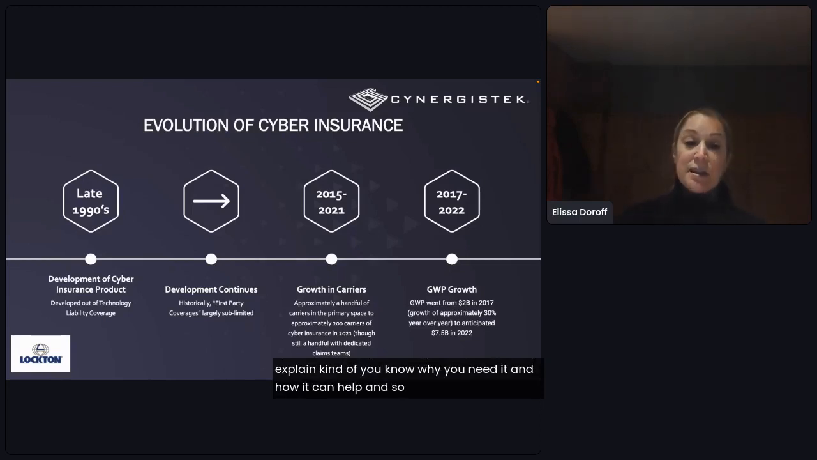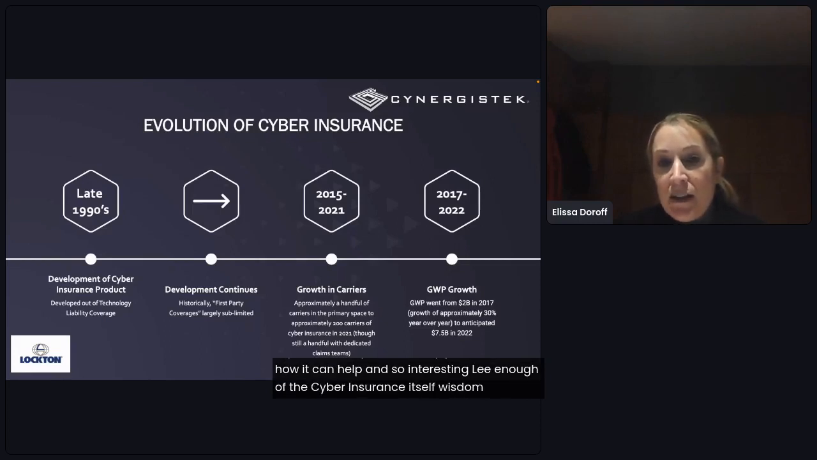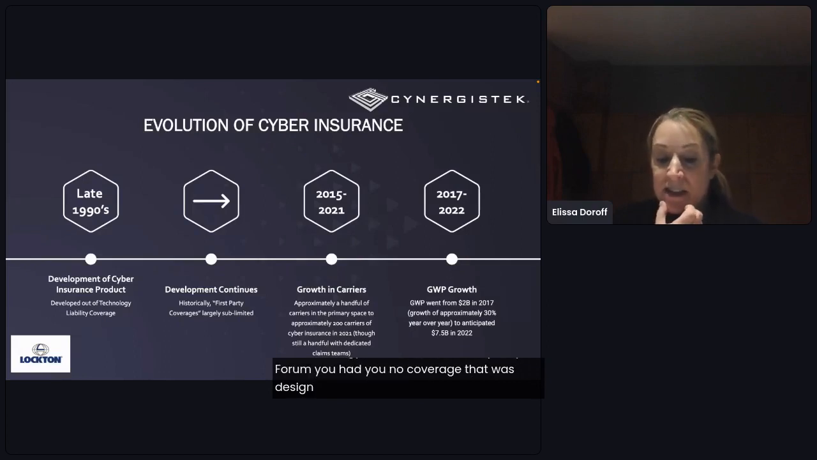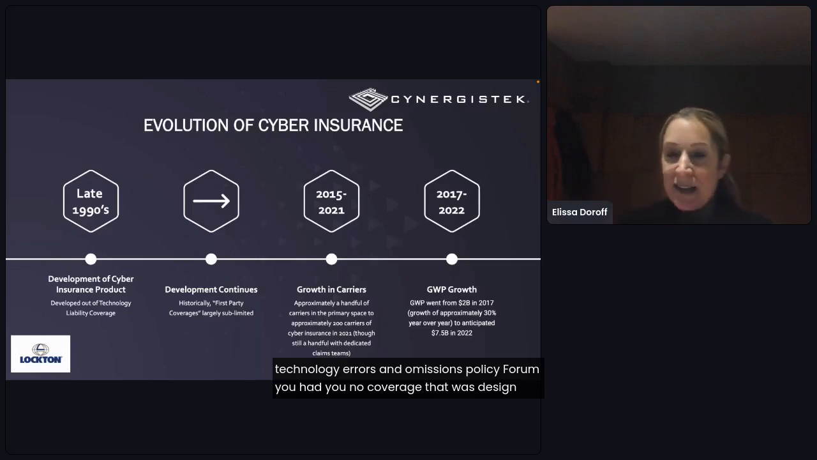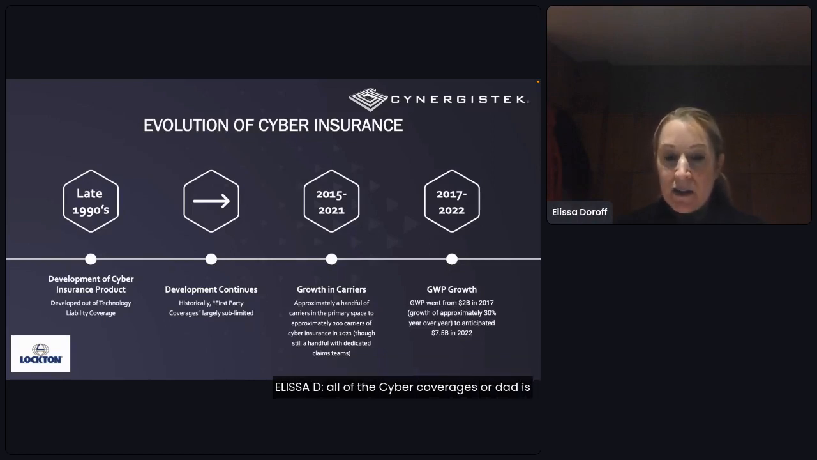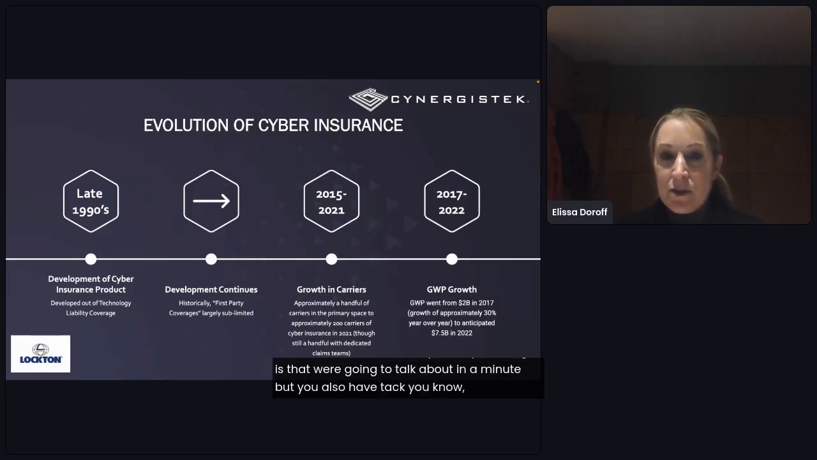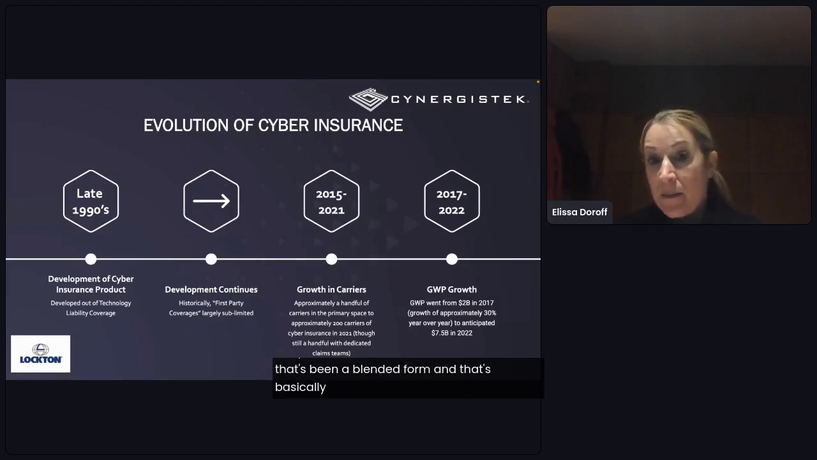Interestingly enough, cyber insurance itself was developed in the late 90s. It came out of the technology errors and omissions policy form. You had coverage designed for a tech E&O, where the technology product or service didn't work the way it was supposed to, or didn't adhere to a certain deadline. Because this was thought to be a computer exposure, it was lopped onto this tech E&O policy. The way the policies still work, and you'll see this in a later slide, is that a lot of times you have a blended form. That means you have all of the cyber coverages or data and security liability coverages that we're going to talk about in a minute, but you also have tech E&O coverage. That's where it came out of.